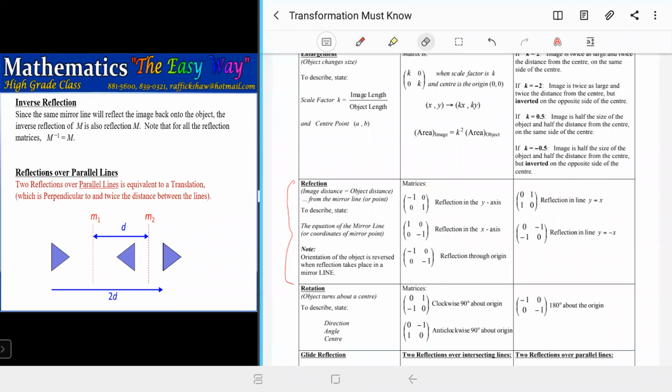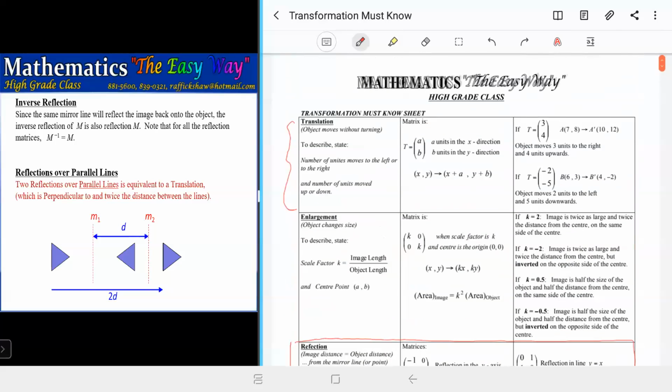So I want us to start studying those two sets. That's your homework. Start studying reflection. And can you correct this for me? It's supposed to be reflection. Correct that for me. And also start studying this up here, the translation.